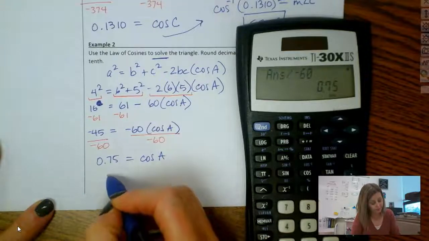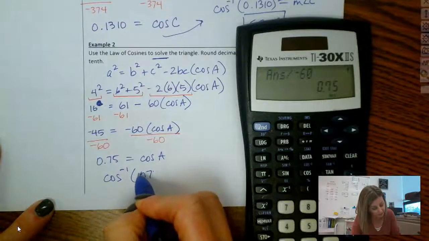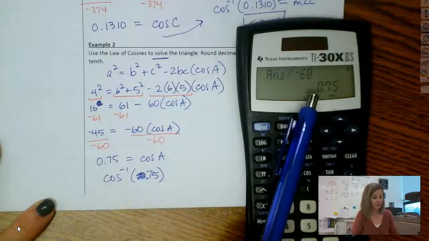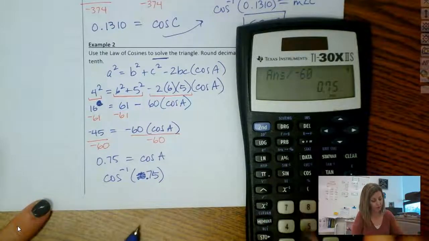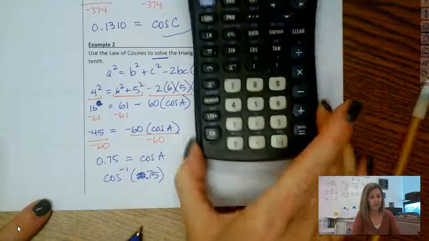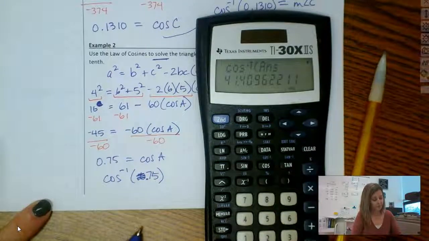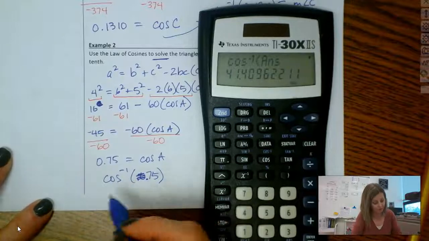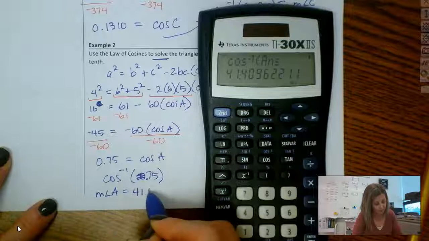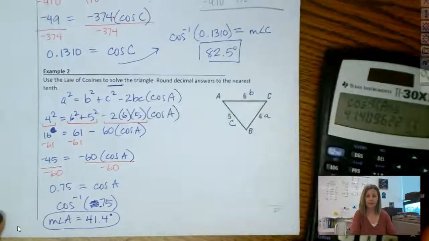And so we need to do the inverse cosine of 0.75. If I have that 0.75 already, I'm just going to do second, cosine, and then the ANS key is above the negative key. So it's a 41.4 degree angle. So measure of angle A is 41.4 degrees. Okay, so that is part 1.